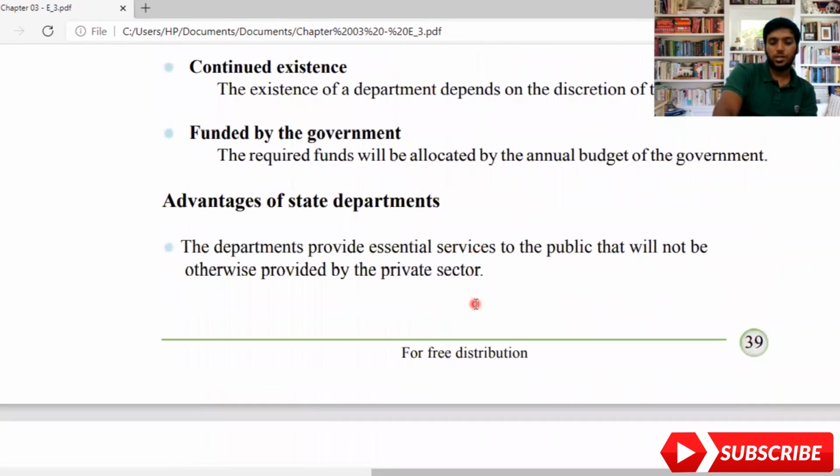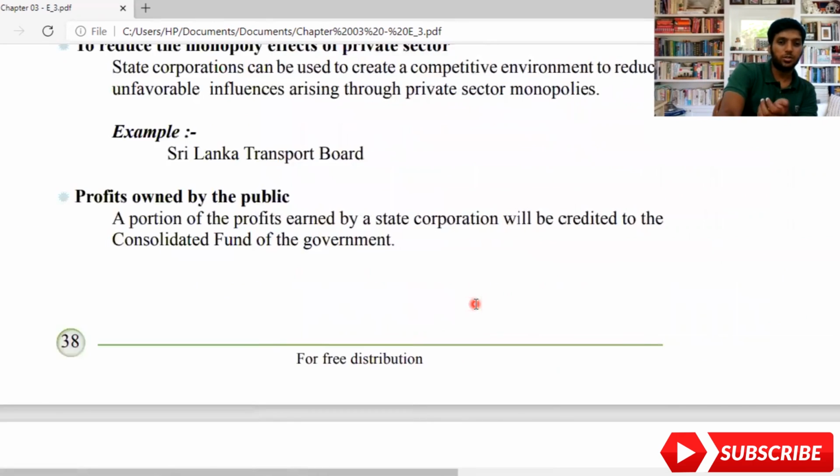Advantages are very straightforward. The departments provide essential services to the public that would not otherwise be provided by the private sector. Good examples are the light department, electricity. If you take lights on the roads, right? The police department is also providing a lot of defense services to us. But the light department, like electricity, if you see all the street lights can be under one department who are trying to give service to the public.